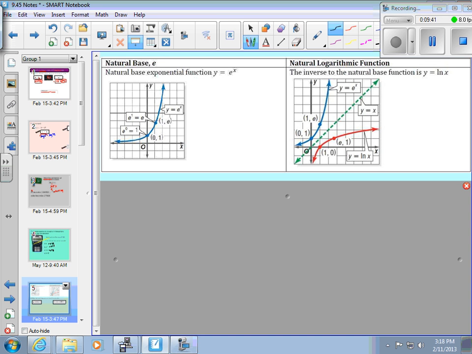Looking at the graphs of these ones, the natural exponential function base e. So if we have the function y equals e to the x, you can see the graph here. Notice a couple of things.